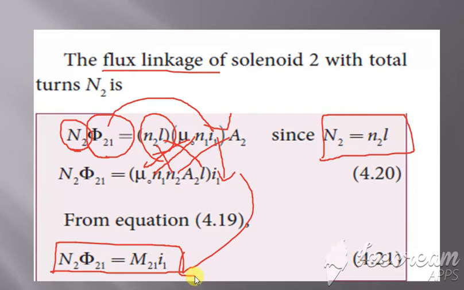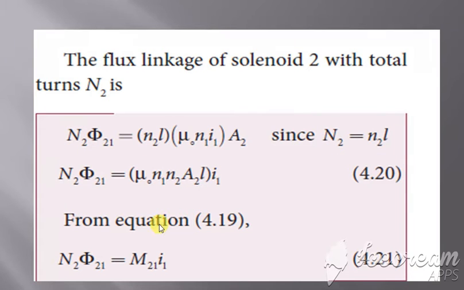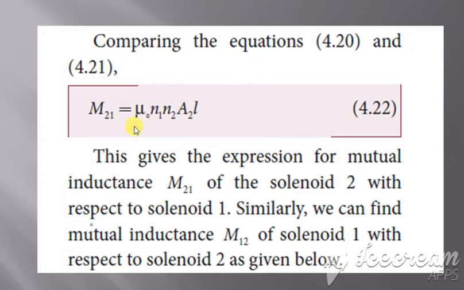Now comparing these two equations, what do you get? In the LHS we have the same term, which is N2 into phi 21, is it not? So we can compare these two terms in the RHS. We get M21 into I1, so on both sides I gets cancelled. So we get M21 is equal to mu naught n1 n2 A2 into L. This is a very important equation which you have to know. M21 is equal to mu naught n1 n2 A2 into L. This is the equation we have seen for M21.